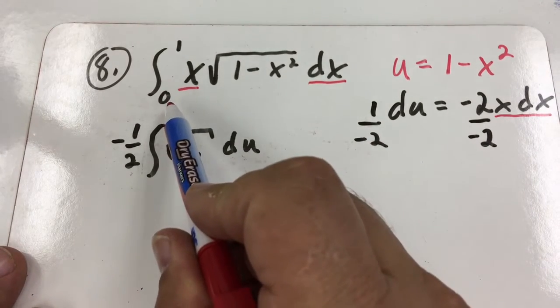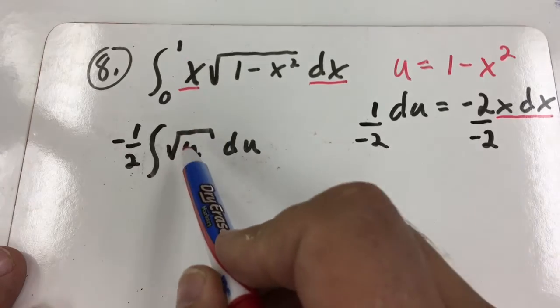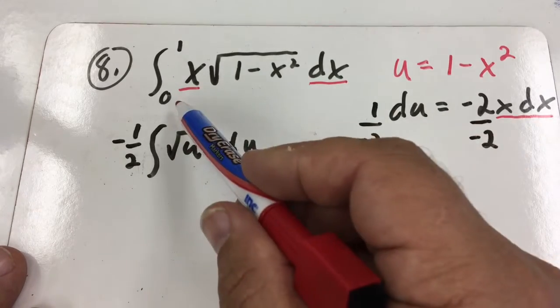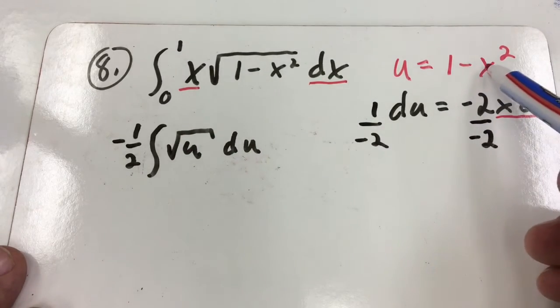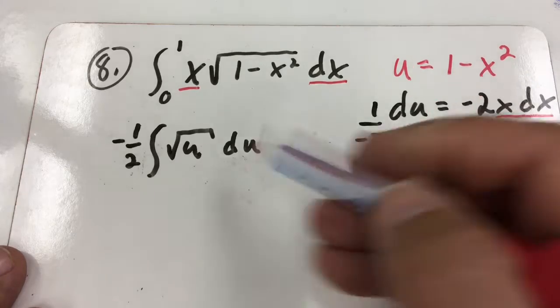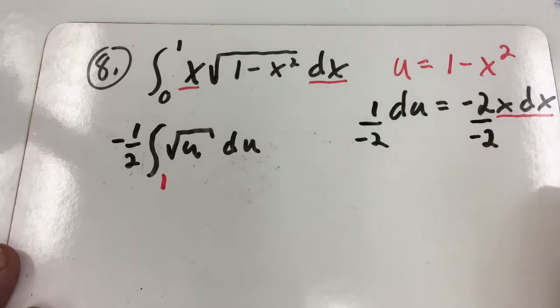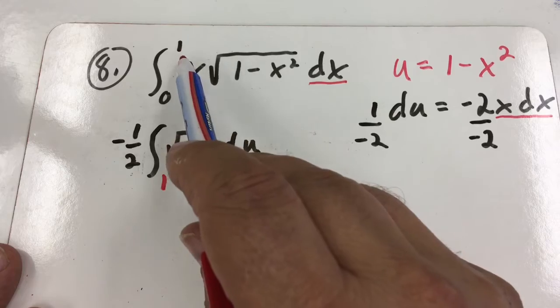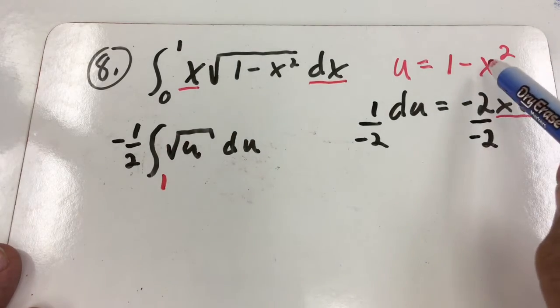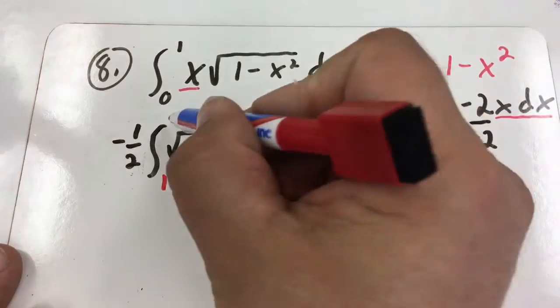This means when x equals 0, I'm going to integrate. However, I need to write in u what the value for u is. So when x equals 0, if I plug 0 into that, 1 minus 0 squared, u is going to equal 1. New limit of integration. When x equals 1, and I plug it in over here, 1 minus 1 squared, u is going to equal 0.